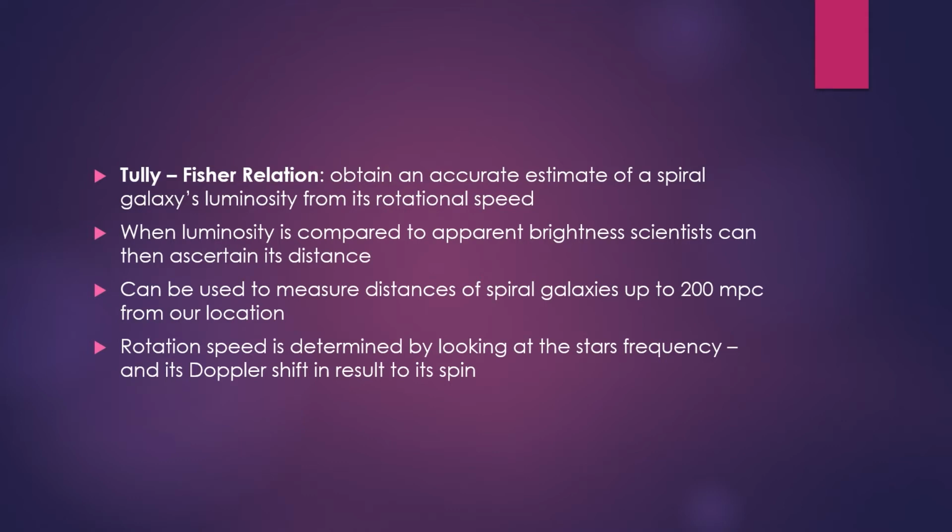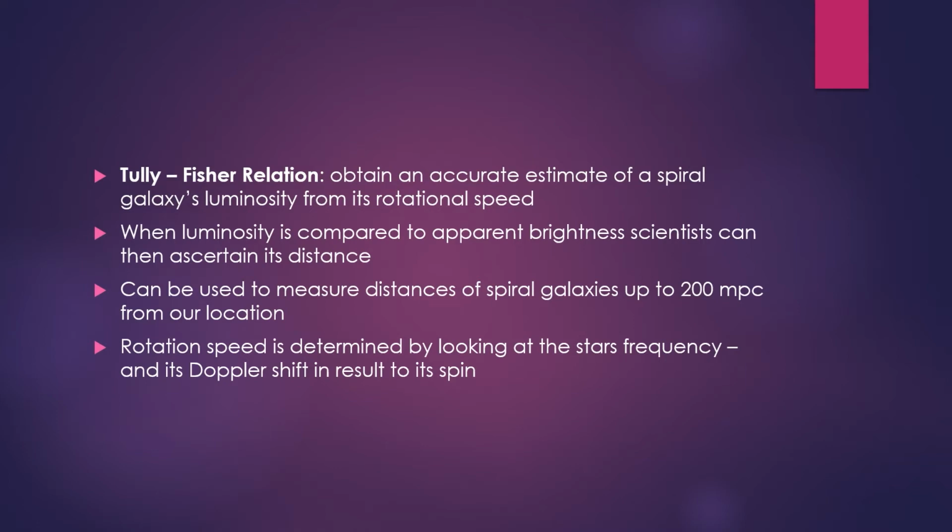It allows us to obtain a remarkably accurate estimate of a spiral galaxy's luminosity from its rotational speed. When luminosity is compared to the apparent brightness, scientists can then ascertain its distance. This can be used to measure distances of spiral galaxies up to 200 megaparsecs from our location.